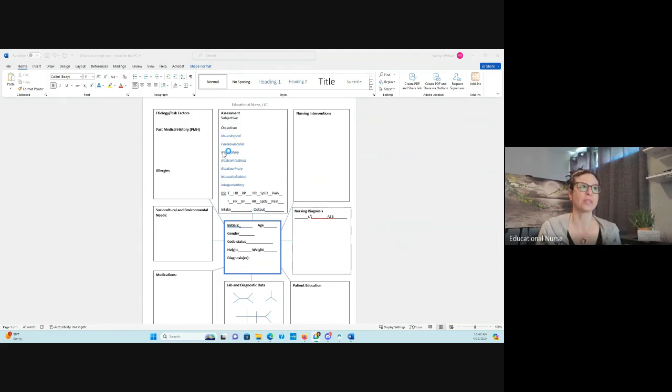And then you go into the subjective. So then it goes into the head to toe assessment. So you've got neurological, cardiovascular, respiratory, gastro, GI, GU, how do they walk, musculoskeletal, integumentary, that is the skin.